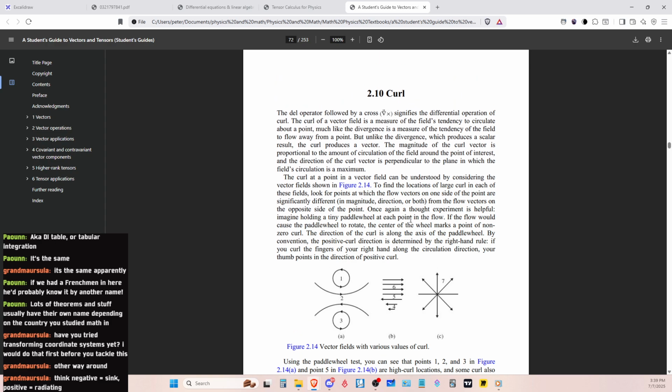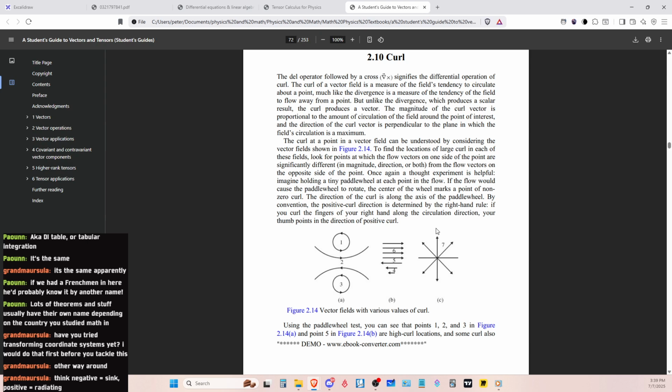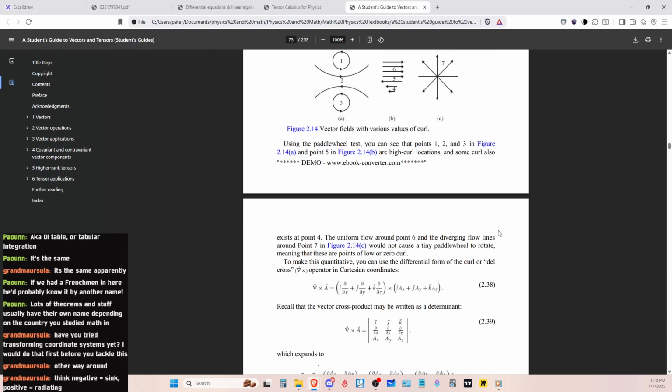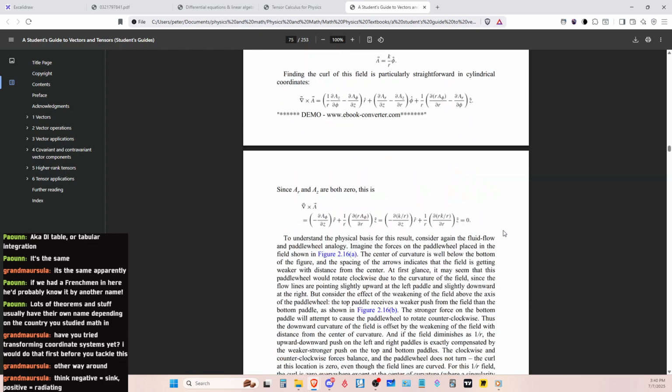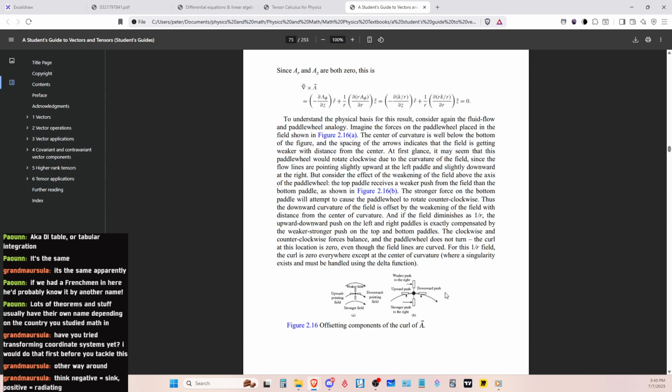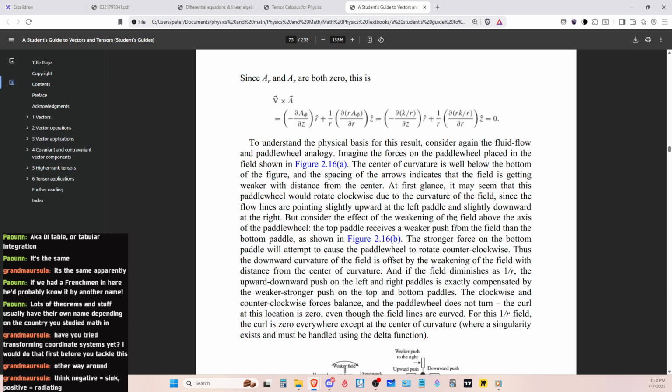Let me see, what is the simile they used? They used a paddle wheel, right? Yeah, they use a paddle wheel. The direction of the curl along the axis of a paddle wheel. By convention, a positive curl direction is determined by the right-hand rule. If you curl the fingers of your right hand along the circulation direction, your thumb points in the direction of the positive curl. Where's the picture they showed? Oh, okay, here we go. I'll zoom in a little bit.